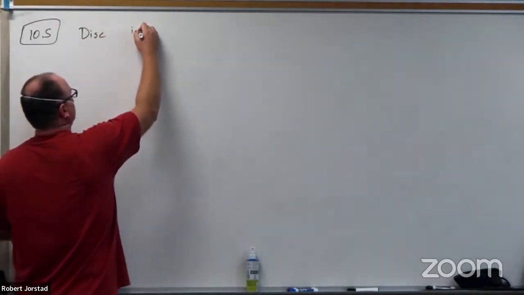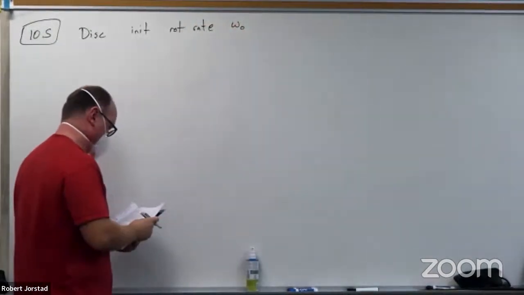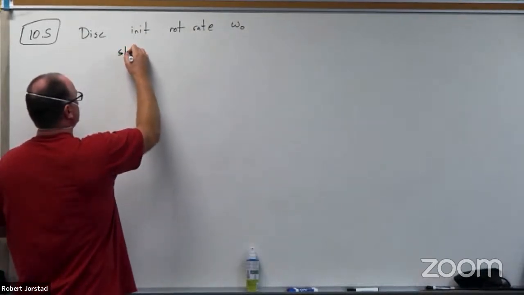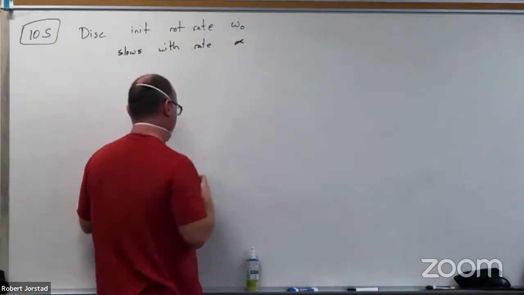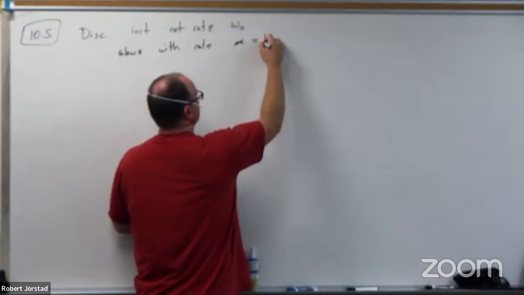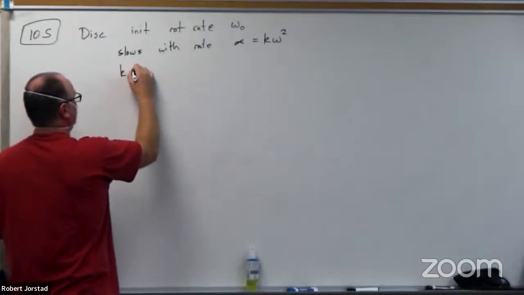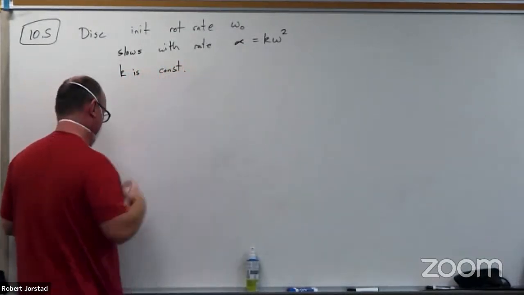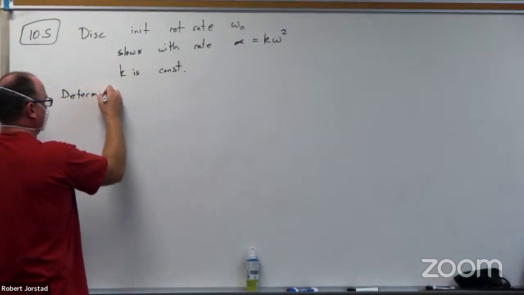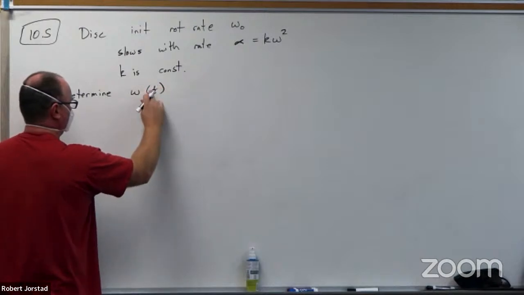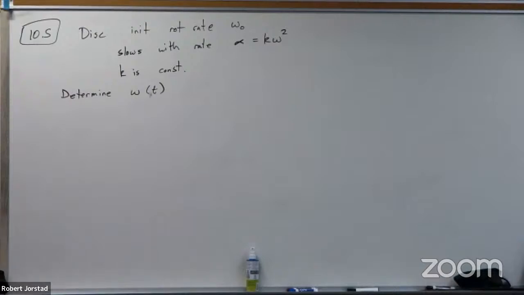A disk with initial rotation rate omega naught slows with rate alpha equals k omega squared, where k is a constant. Determine omega as a function of time. What do you think? How would you attack this one?